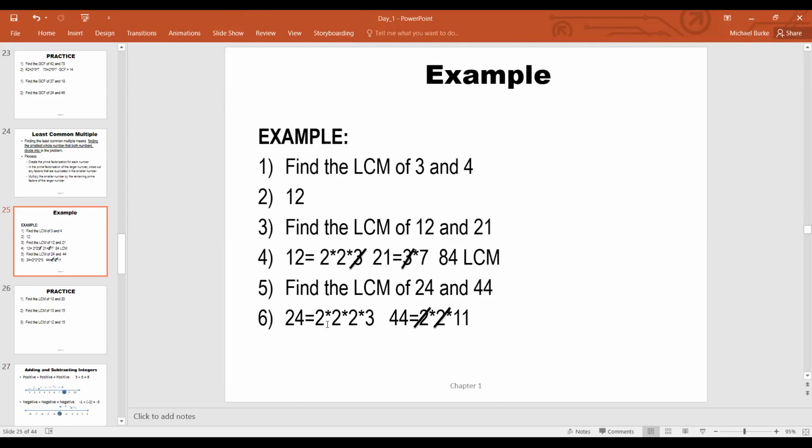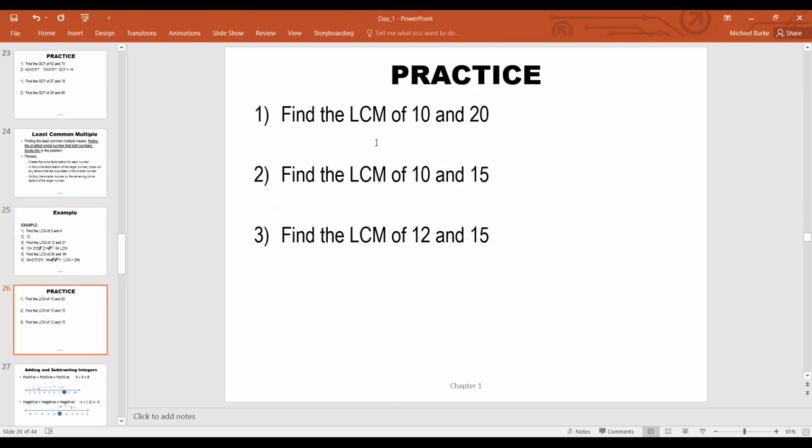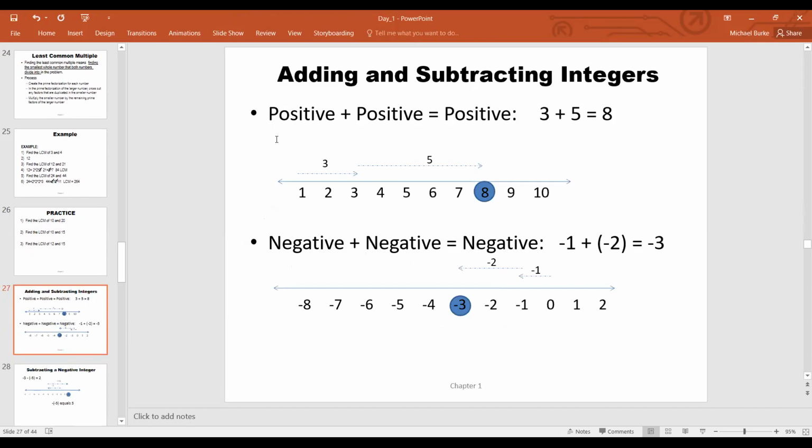Okay, so now we have 11. 11 times 24 is 240 plus 24 is 264. That's the lowest common multiple. We can check this by division. 24, we can divide that into here. We can do that on your calculator. You can check me on that. Okay, here's some practice. Go ahead and do some of those.